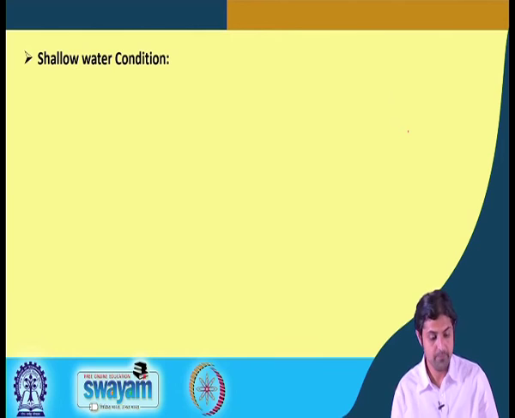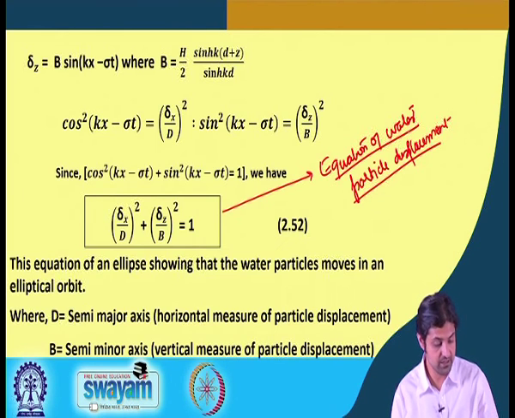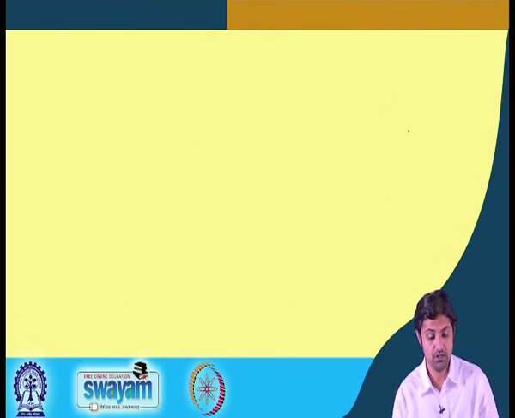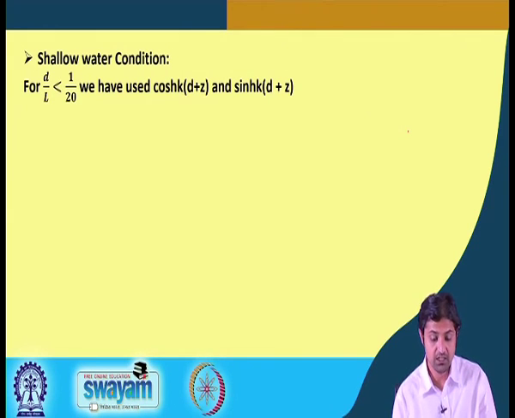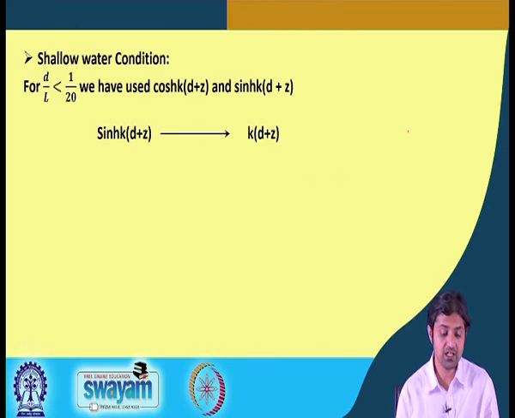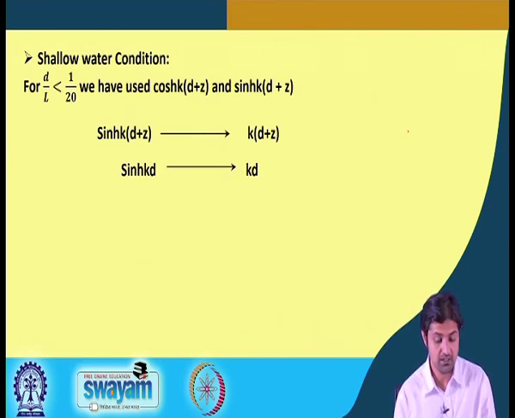Okay. Now, we analyze this displacement in shallow water. What happens in shallow water for d by L less than 1 by 20 or 0.05? We have cosh k(d+z) and sinh k(d+z). So, sinh k(d+z) goes to k(d+z) and sinh kd goes to kd. All right. Hence, D will be what?